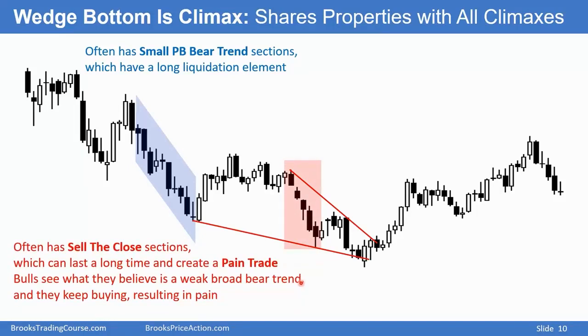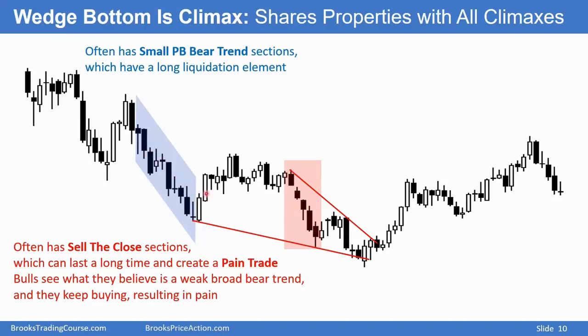These bear trends can last a long time, and they can create a pain trade. Bulls see what they believe is a weak, broad bear trend, and they keep buying. However, they keep buying and they keep losing, and they start to feel a lot of pain. A pain trade is a low probability event, and that just goes on a long, long time. You look at it and say, wait a minute, how can this suddenly be getting so much stronger when we had bad follow through all through here?